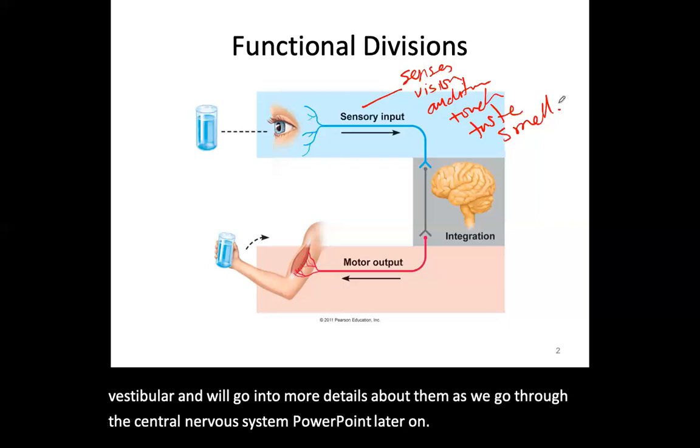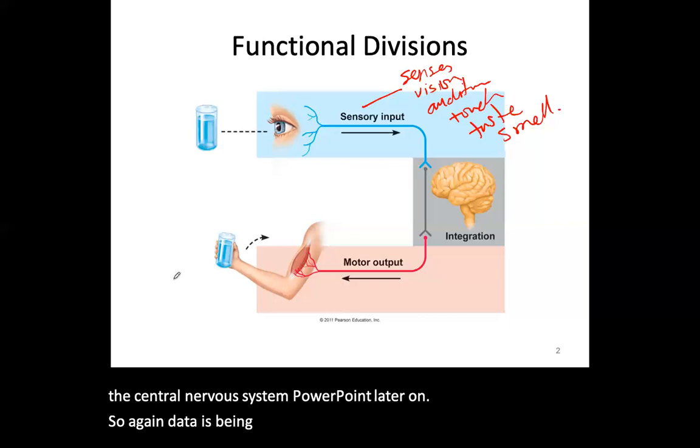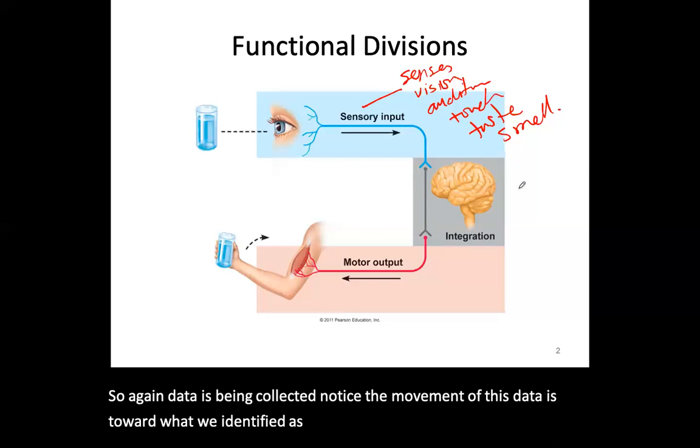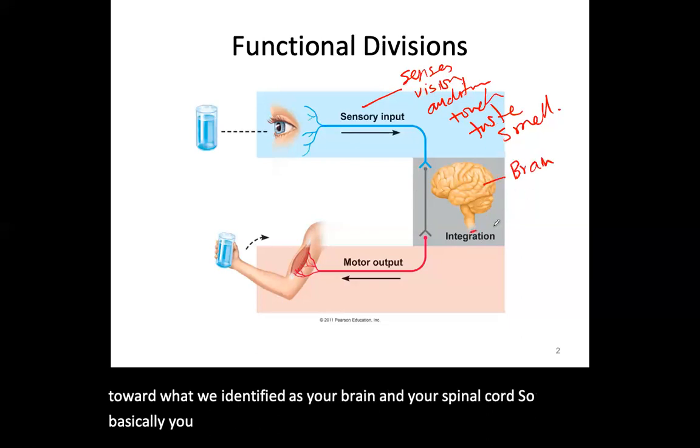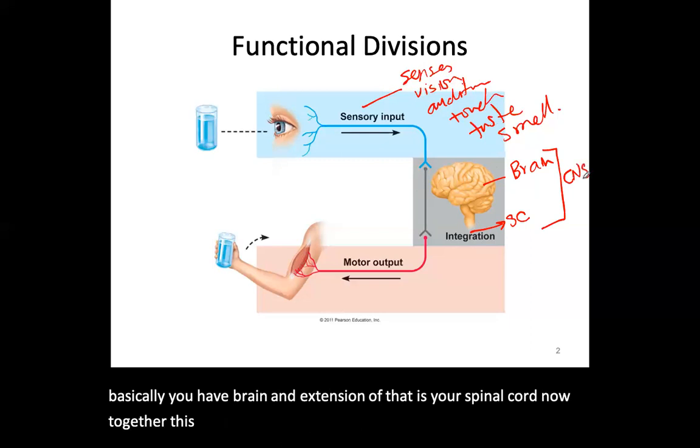So again, data is being collected. Notice the movement of this data is toward what we identified as your brain and your spinal cord. So you have the brain and the extension of that is your spinal cord. Together, this is identified as the central nervous system, which is known as CNS.